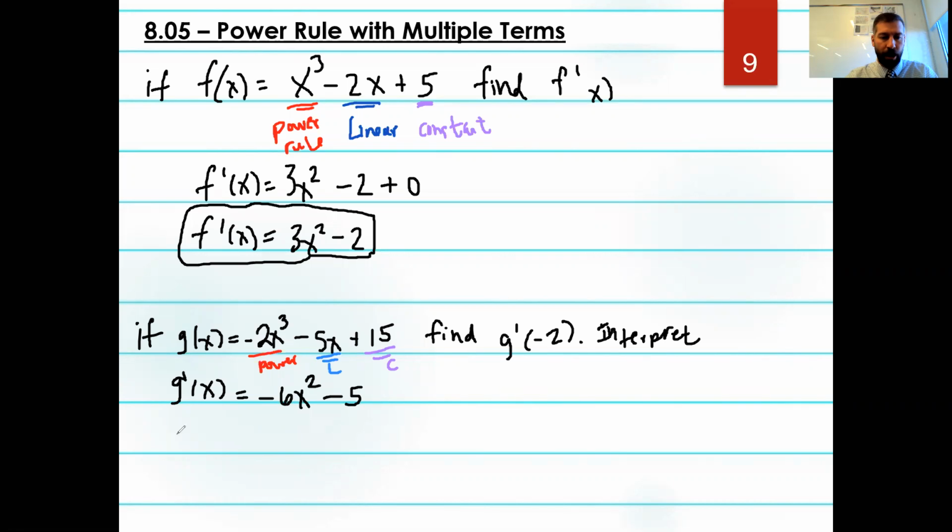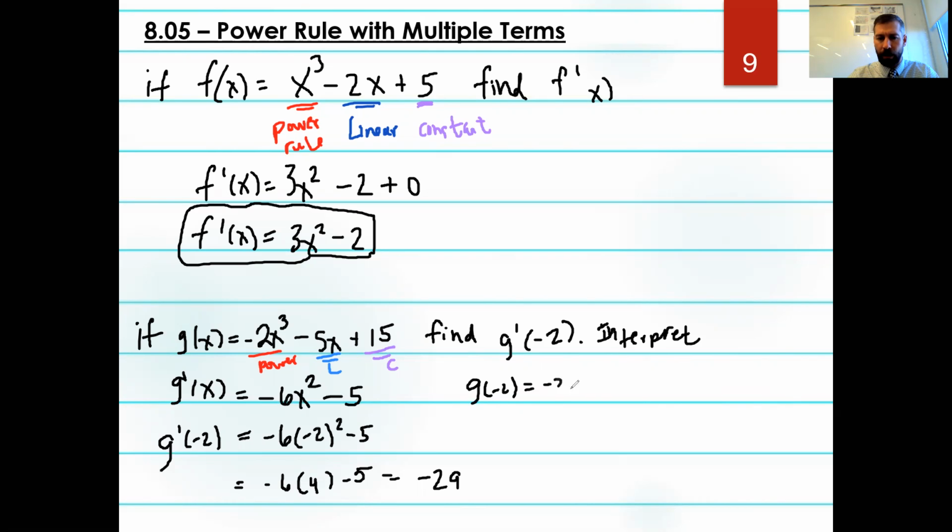And now to find g prime of negative 2, we're just going to plug that in. And then I get negative 6 times 4 minus 5. That's going to give me negative 24 minus 5, which is negative 29. So g prime of negative 2 is equal to negative 29.